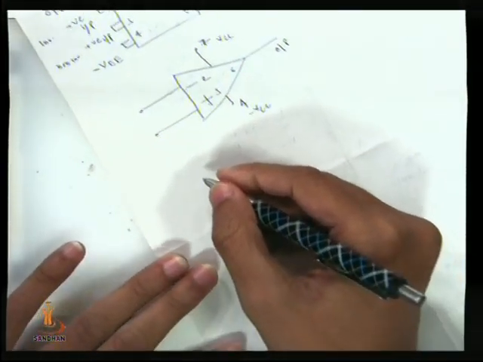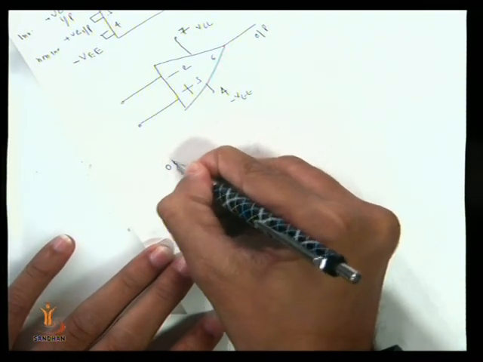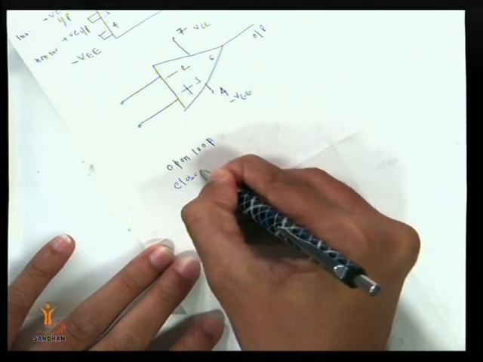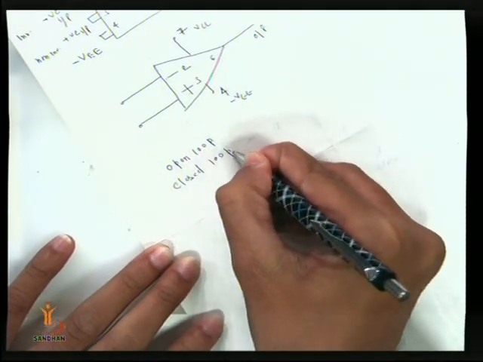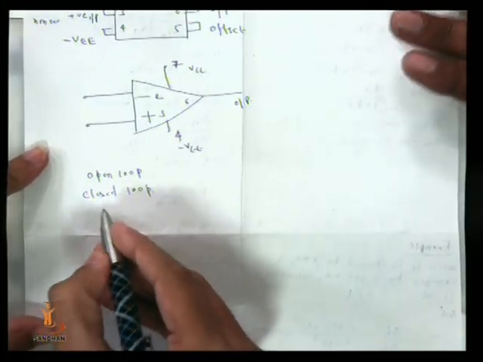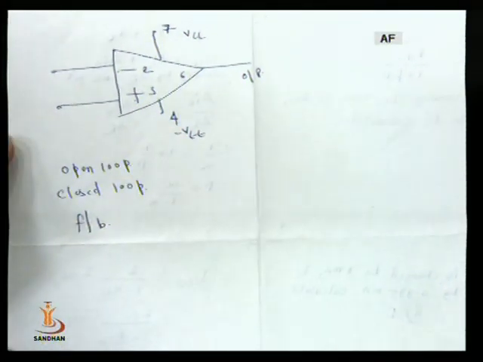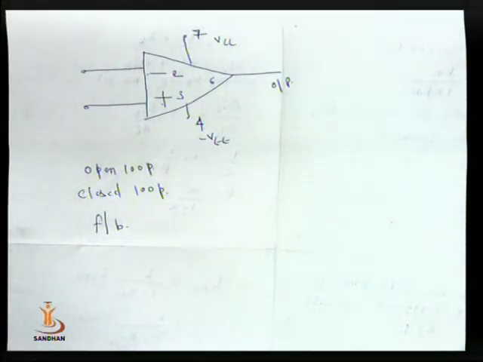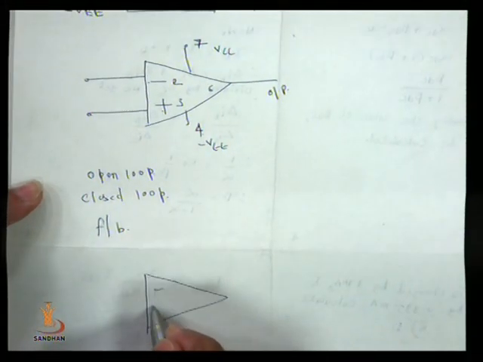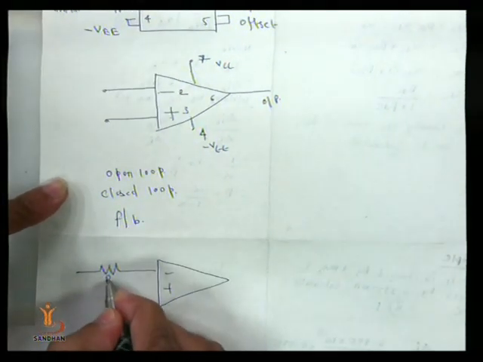Now there are two configurations possible for the given op-amp. One is the open loop configuration and another is the closed loop configuration. Now what is the meaning of open loop configuration? Here the very important word is feedback. If we connect one of the resistors in the feedback, this is negative, this is positive.